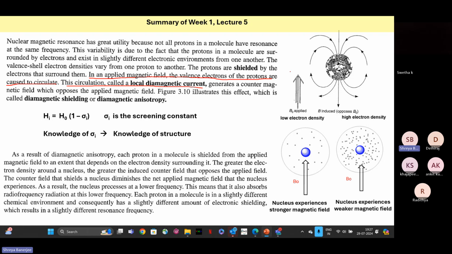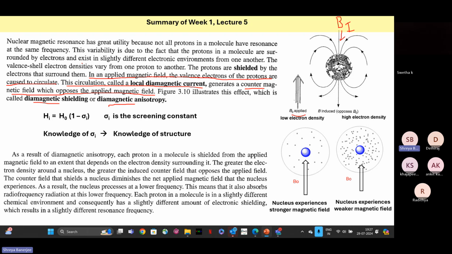So because of the magnetic field, the electrons are moving. And electrons are charged particles. Movement of charged particles is causing a current. And moving charged particles also generate a magnetic field in the opposite direction to the applied magnetic field. So if the applied magnetic field B0 is in the upwards direction, the induced magnetic field will oppose B0. I'm writing that as Bi. You can see Bi is in the downwards direction. This is called diamagnetic shielding or diamagnetic anisotropy.